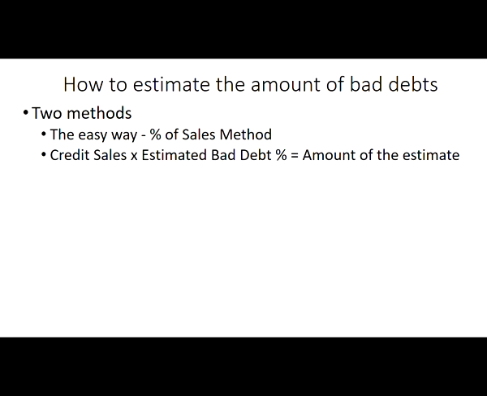Don't fall into the trap of kind of making the problems harder than they are. There will be some challenging problems in this chapter. The percentage of sales methods are not those challenging problems. They're easy. Keep it easy. Here's an example. If we had $120,000 in credit sales and we had an estimated bad debt percentage of 0.75%, then we would have $900 as our estimated bad debt expense.